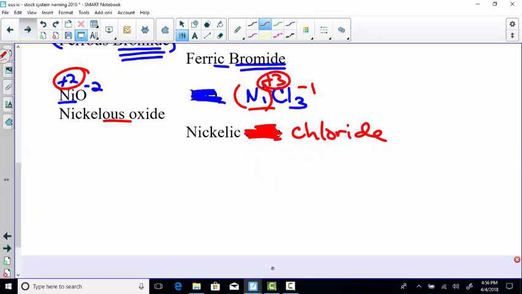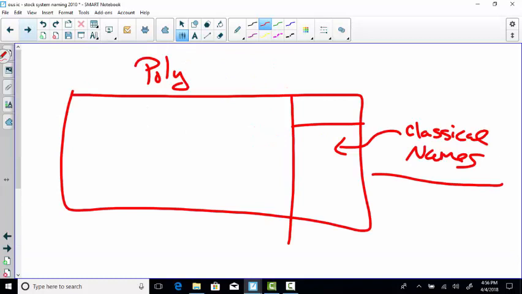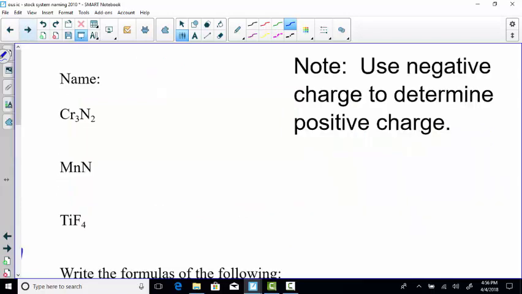So again, if you look on your polyatomic ion sheet, you're going to get all of the classical names right here. Okay? If you have questions, then please stop in, because I can do a couple more here. So again, this is huge. Use the negative charge to determine the positive charge. So if you think you have this figured out, then go ahead and start the worksheet and stop watching this. But I will do a couple more here just to help us.